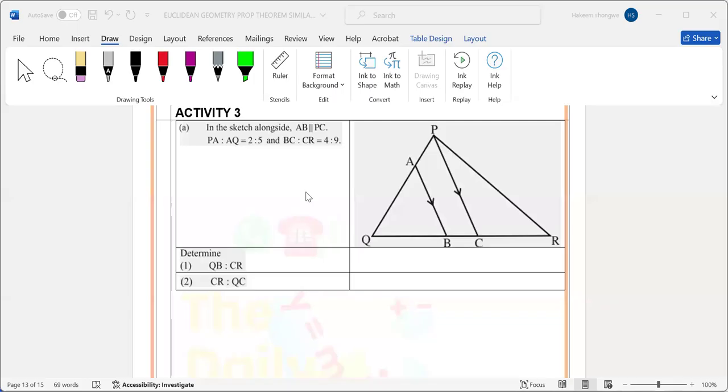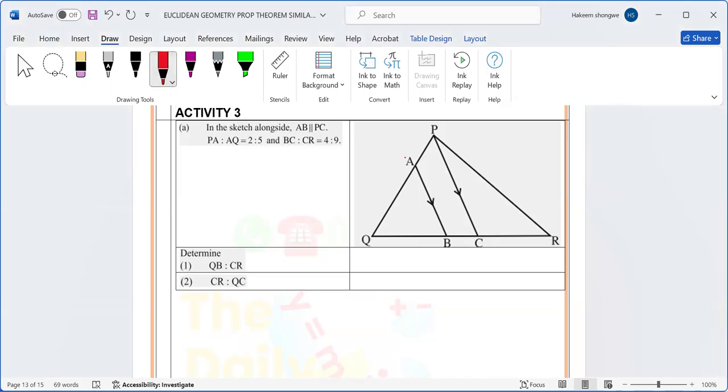Right, I'm listening then. Sure. They say in the sketch alongside we have parallel lines. Yes, follow the parallel lines. They give you proportionality. This side and this side, they're in proportion. Okay, you can go on.